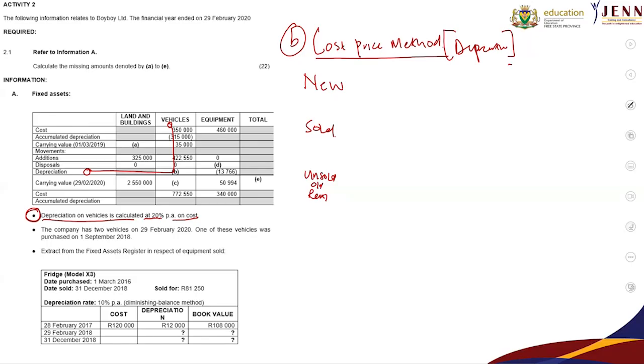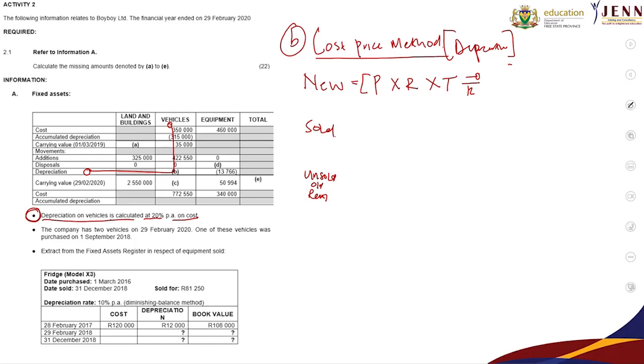Now, after I finish writing new, sold and unsold, I put down my formulas clearly. For the cost price method, the formula is cost price multiply by rate multiply by time. And the time will be like the months over 12. Then we are going to count going outside.